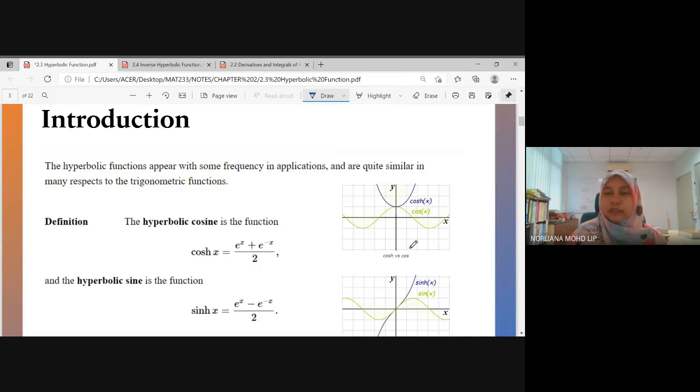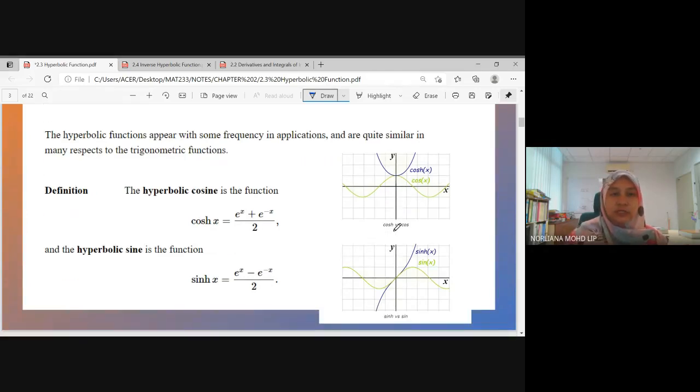Okay, look at figure 1. This figure 1 is the graph of hyperbolic function and the inverse hyperbolic function. The hyperbolic function and the trigonometric function for cos. The blue color is the hyperbolic function and the green color is the trigonometric function for cos. Domain and range we will look at later for the graph.